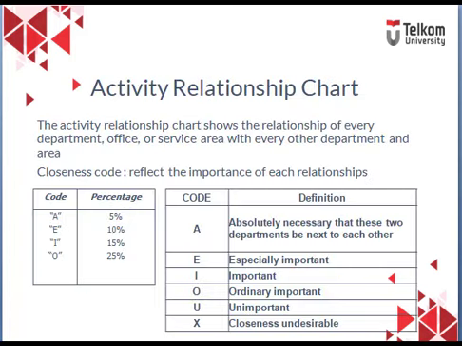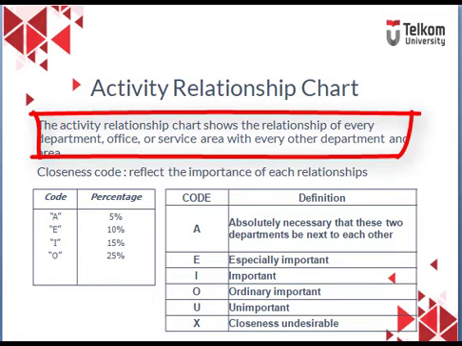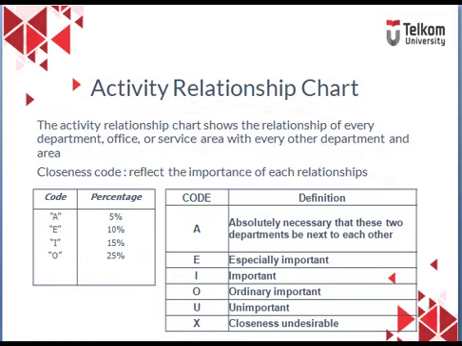The activity relationship chart shows the relationship of every department, office, or service area with every other department and area. The use of a matrix shows the department relationships and also the closeness code. Closeness code reflects the importance of each relationship. We use alphabetical letters to describe the closeness.